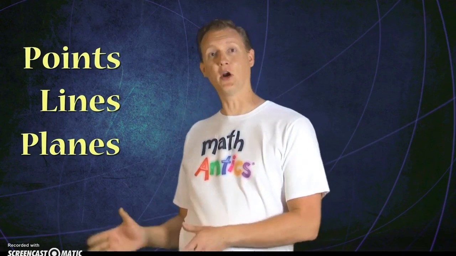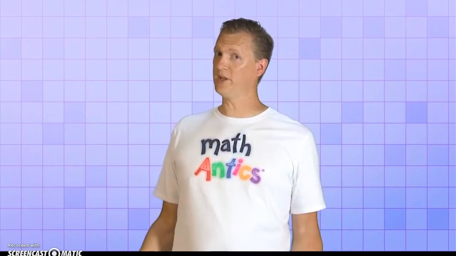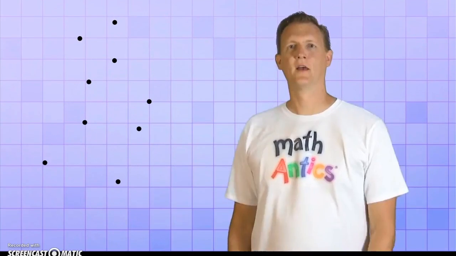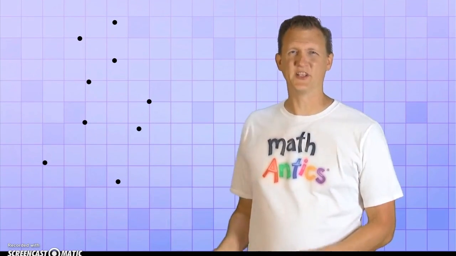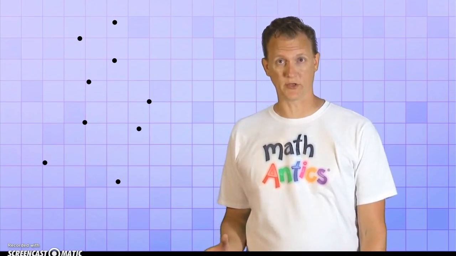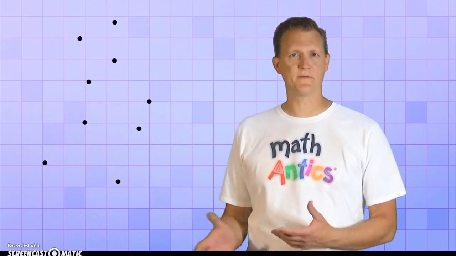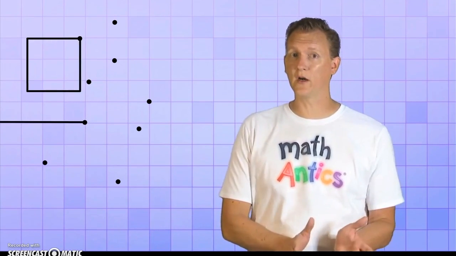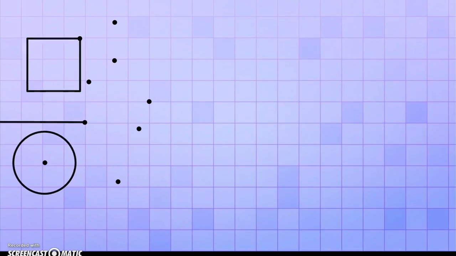All right, we're going to start with points because they're about the simplest thing you can imagine in geometry. What's a point? Well, let me draw some for you. So these are points. They're just little tiny dots in space, but they do a really important job in geometry. They help us describe specific locations in space, like the end of a line, or the corner of a square, or the center of a circle.